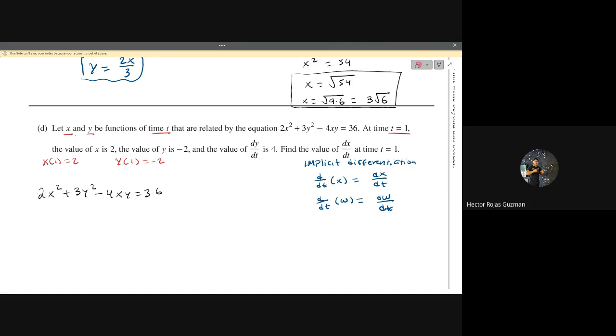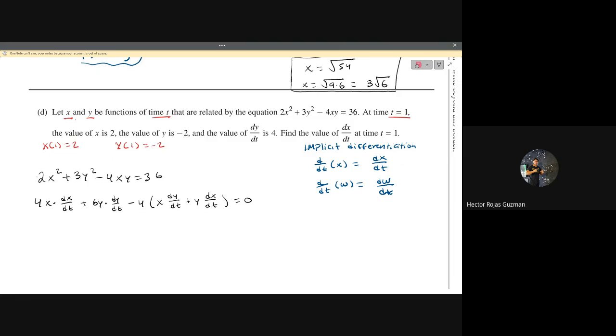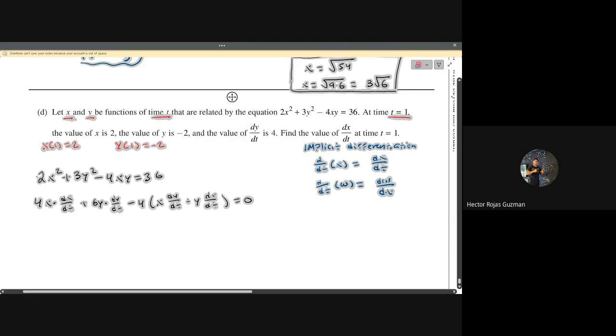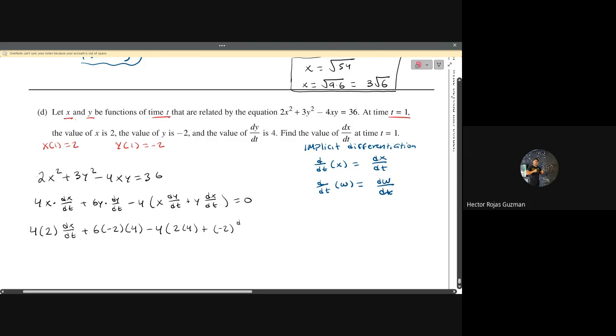Okay, so now we're going to differentiate with respect to t. We're going to get 4x times dx/dt, plus 6y times dy/dt, minus 4 times, and then we're going to do a product rule: the first times the derivative of the second plus the second times the derivative of the first, is equal to 0. Because I am given some values, I'm not even going to try to simplify this down. I don't really want to isolate dx/dt; I'm just going to plug in numbers. So 4 times 2 times dx/dt plus 6 times negative 2 times 4, where x is 2, dy/dt is 4, y is negative 2, and dx/dt is what I'm looking for.